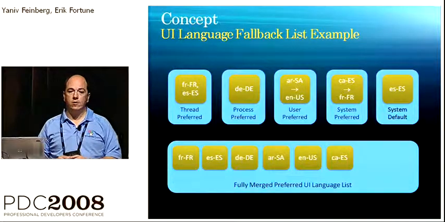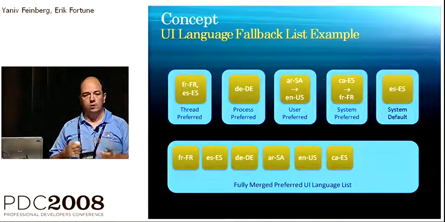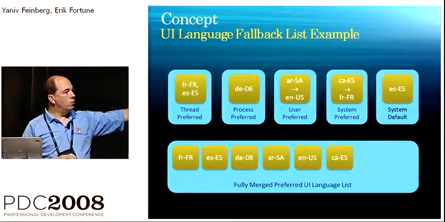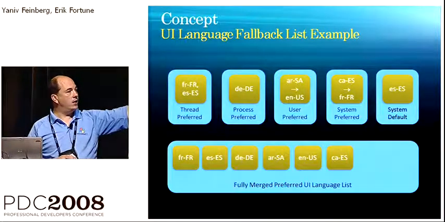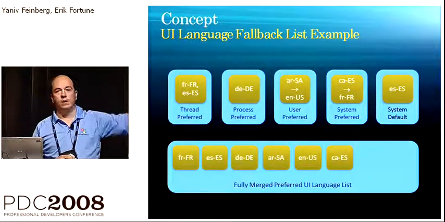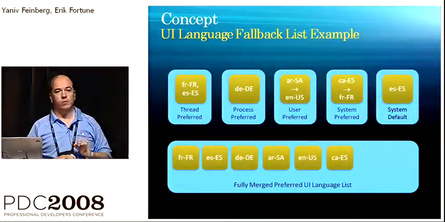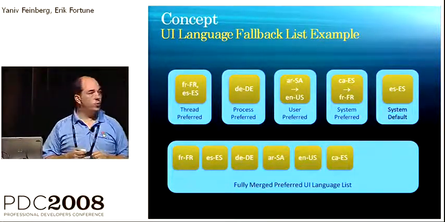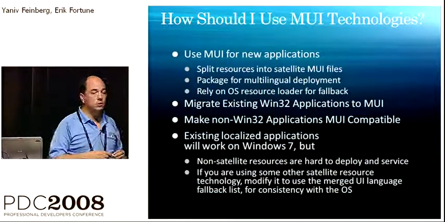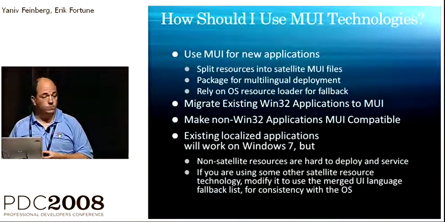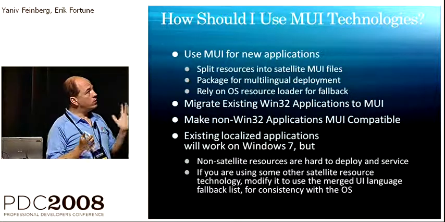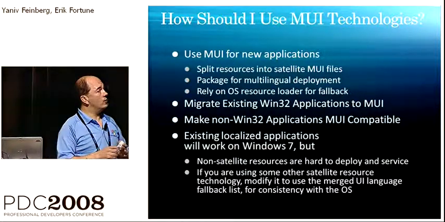So if you ask for a string or an image or an icon using LoadString, LoadImage, LoadIcon, any of those, we'll first look for a French file, then for a Spanish, German, Arabic, English, and finally Catalan in that order. That's important later when we talk about how you can play along with MUI if you're not using Win32 files. So the next question a lot of people have is, how should I use MUI technologies?